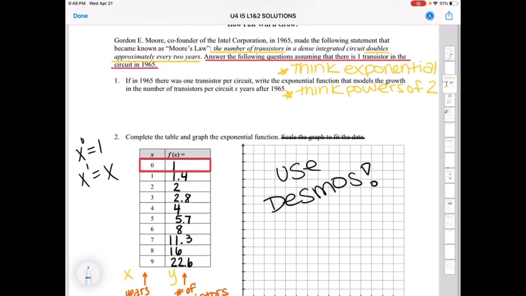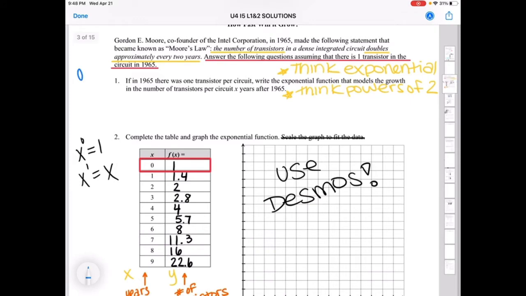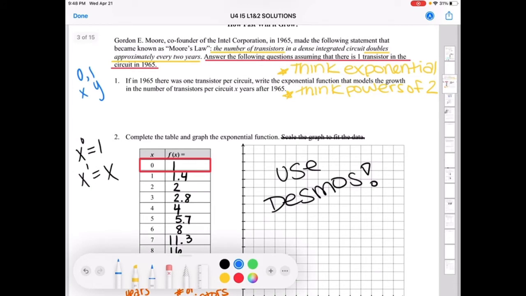So if we're talking about 0 years from 1965, that's when our x value is 0, okay? So when we have 0 years since 1965, in other words, 1965, then we have one circuit. So my x value is 0 and my y value is 1. And that's what you see boxed up in red right there, 0, 1. That's our first point. So that's what we have to go off of.